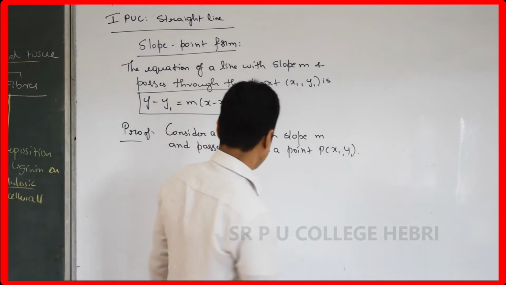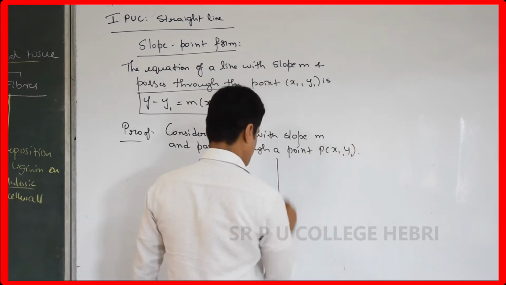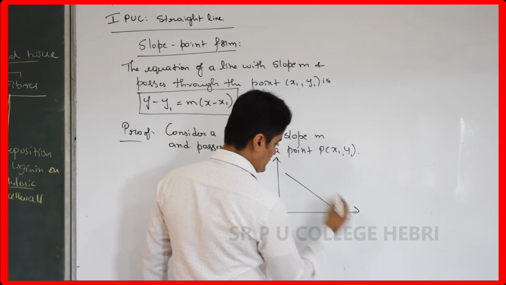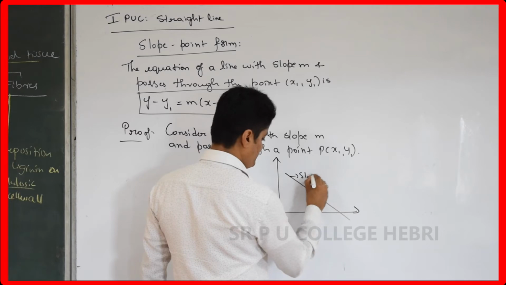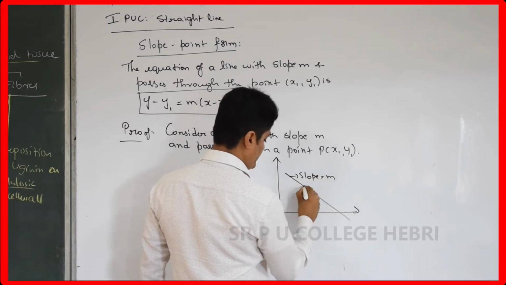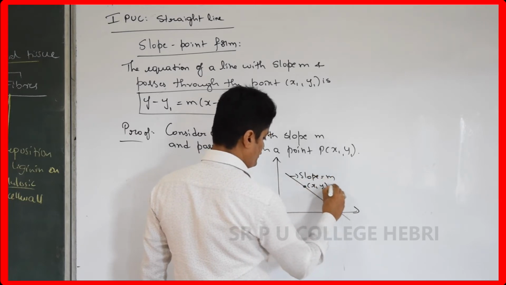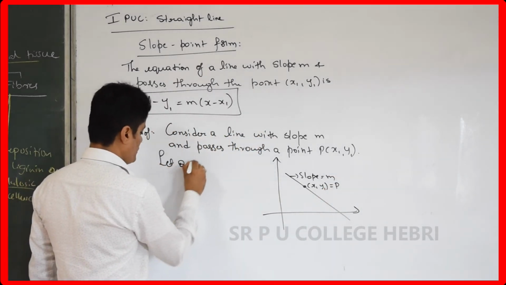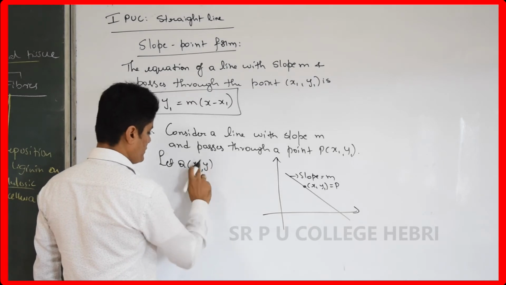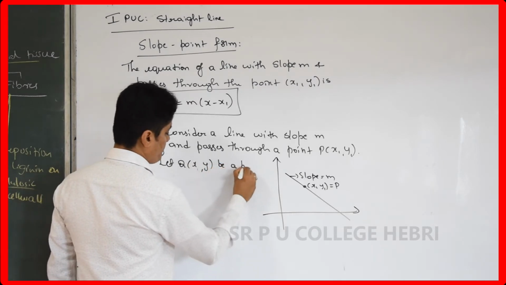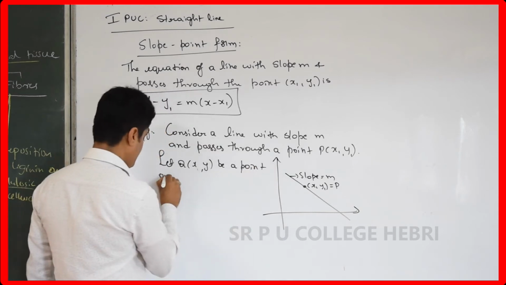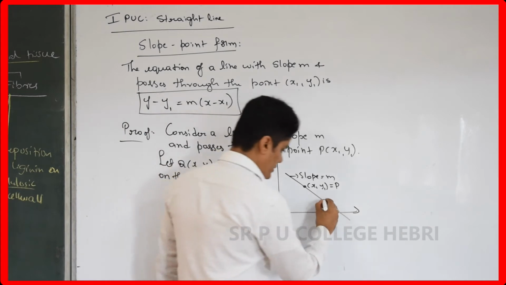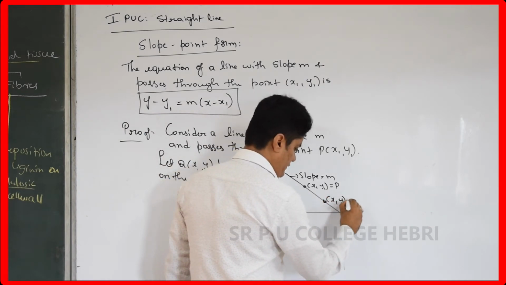So I'll write one simple diagram, very simple diagram, observe carefully. A line with the slope m and passes through the point. The slope is m and one point is already known, which is x1 y1. I named this as P. So let me take one point on the line. Let Q of x comma y be a point on the same line. So let me take another point here as x comma y with the name Q.